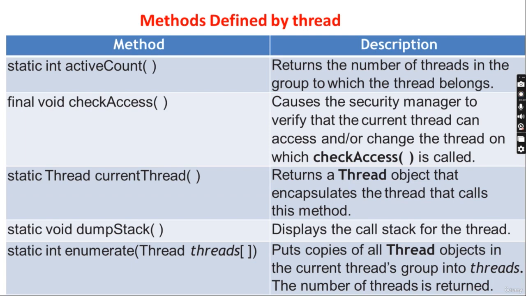Static int activeCount returns the number of threads in the group to which the thread belongs. Final void checkAccess causes the security manager to verify that the current thread can access or change the thread on which checkAccess is called. Static Thread currentThread returns a Thread object that encapsulates the thread that calls this method. Static void dumpStack displays the call stack for the thread. Static int enumerate puts copies of all Thread objects in the current thread's group into threads. The number of threads is returned.